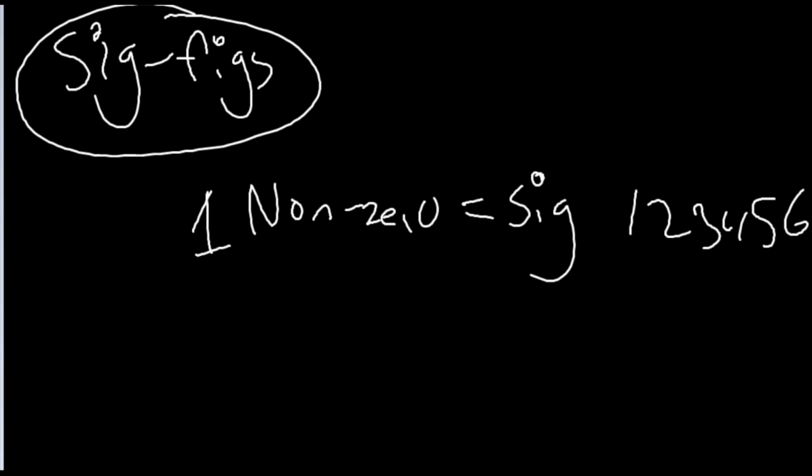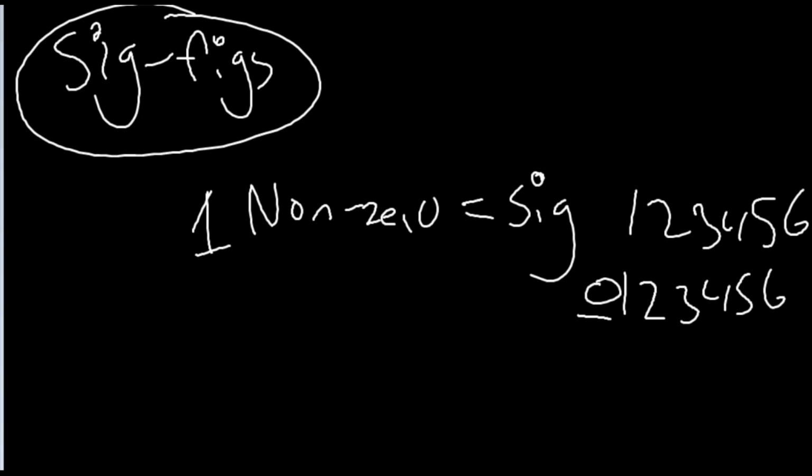So now let's say we had 0123456. We would still have 6 significant figures because 0 is not a non-zero number.